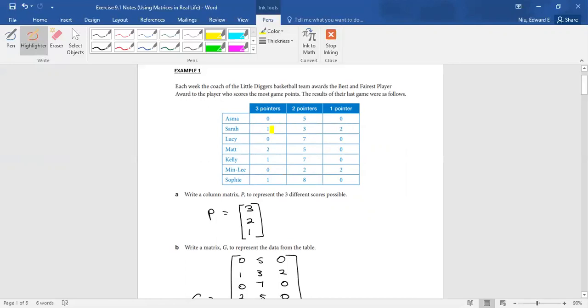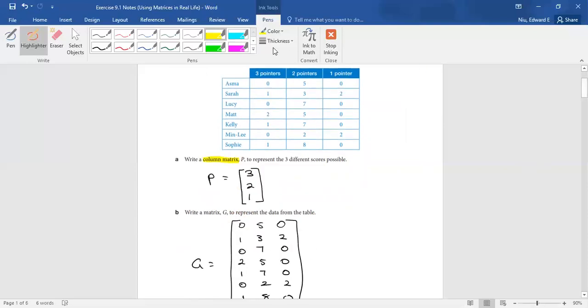So her total points would be 3 plus 6, which gets us 9, plus 2 gets us 11. So she would have scored 11 points in the game. Question A: write a column matrix. It's really important we highlight what sort of matrix they want. So write a column matrix P to represent the 3 different scores possible. In basketball, you can get a 3-pointer, a 2-pointer, or a free throw that's worth 1 point. And what we've done is write 3, 2, and 1 as a column matrix. Nothing too spectacular there.